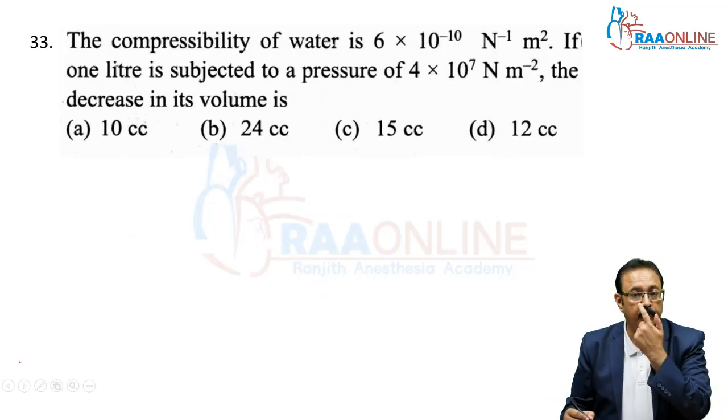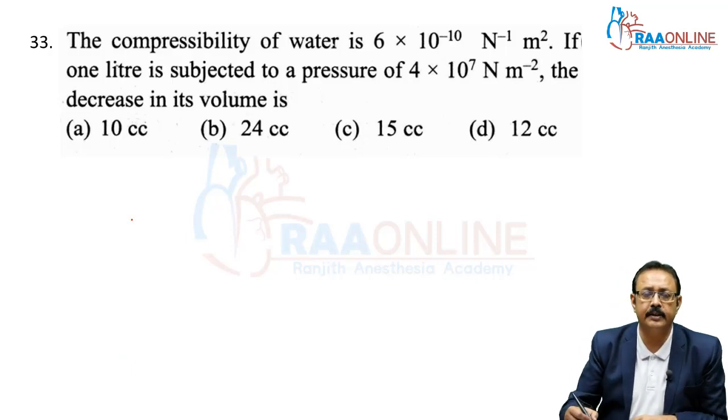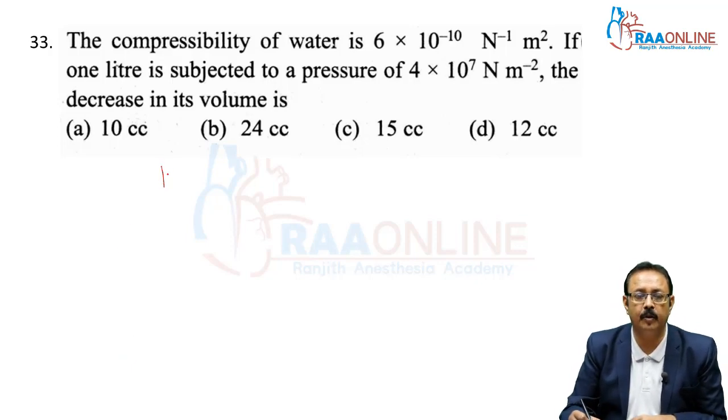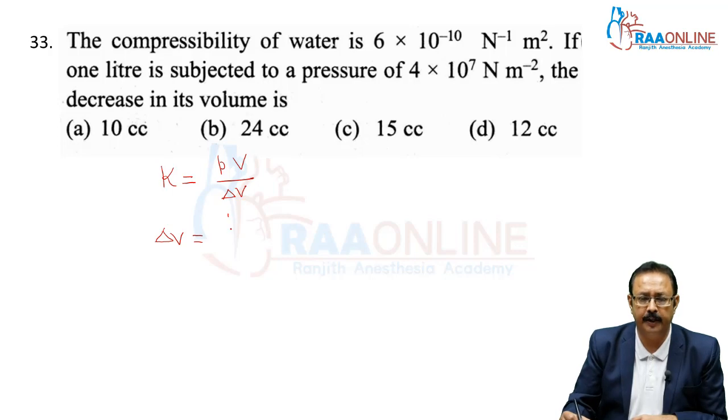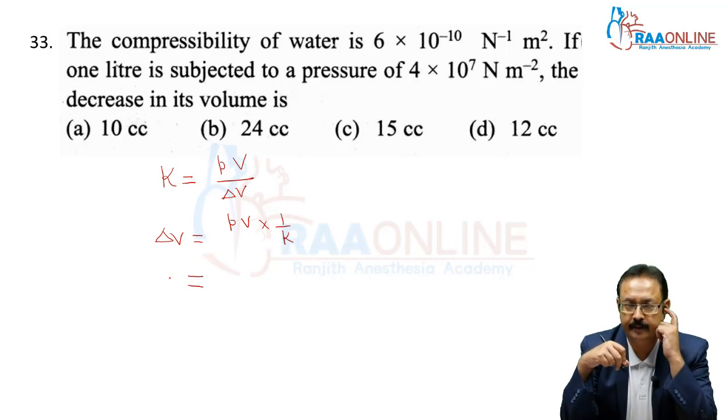Next, the compressibility of water is this. If 1 liter is subjected to a pressure this, the decrease in its volume is... We know that what is bulk modulus? Pressure times original volume upon change in volume. What do you want to calculate? Change in volume. Decrease in volume means change in volume. It should be P times V. Take this K to the other side, it will become 1 upon K. Each and everything is given.